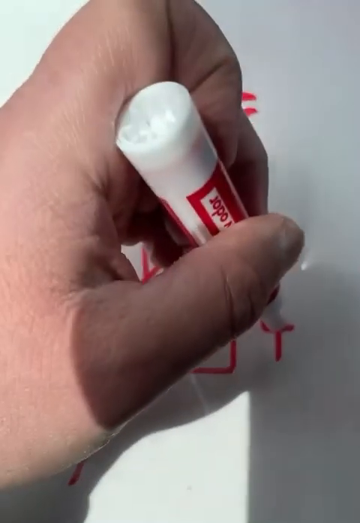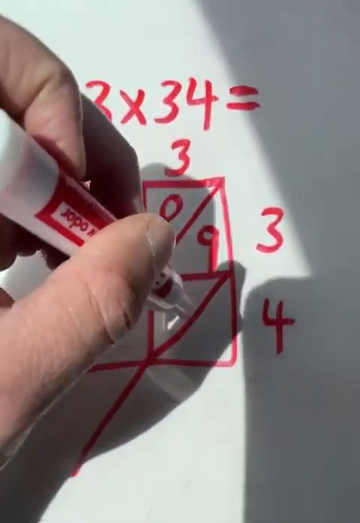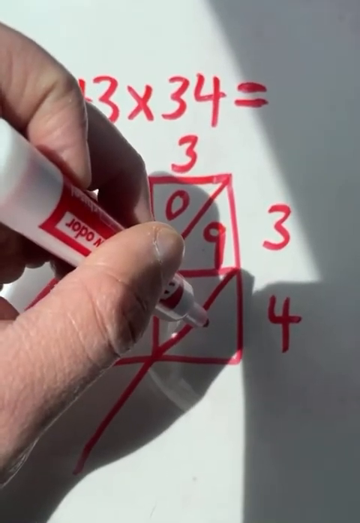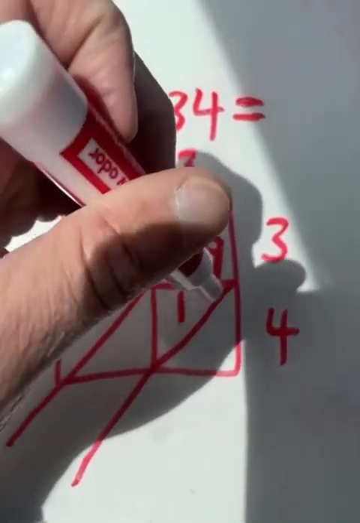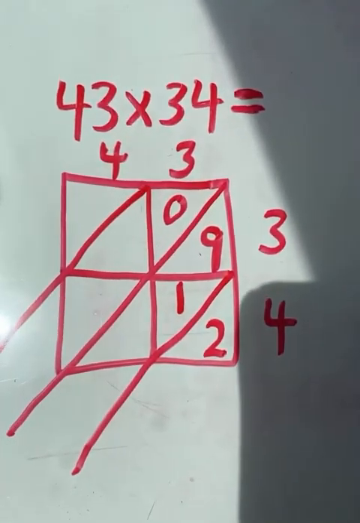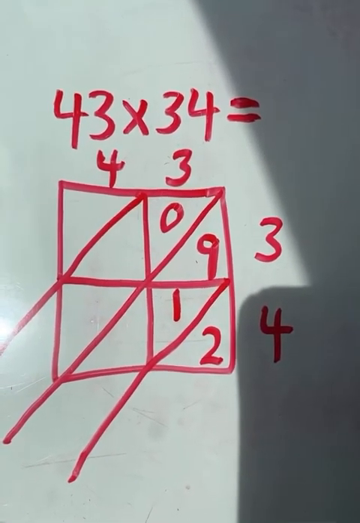Next, we're multiplying 3 times 4. The answer to 3 times 4 goes in this square here. 3 times 4 equals 12, so we're putting a 1 in the top triangle and then 2 in the bottom triangle. Next, we multiply 4 times 3.